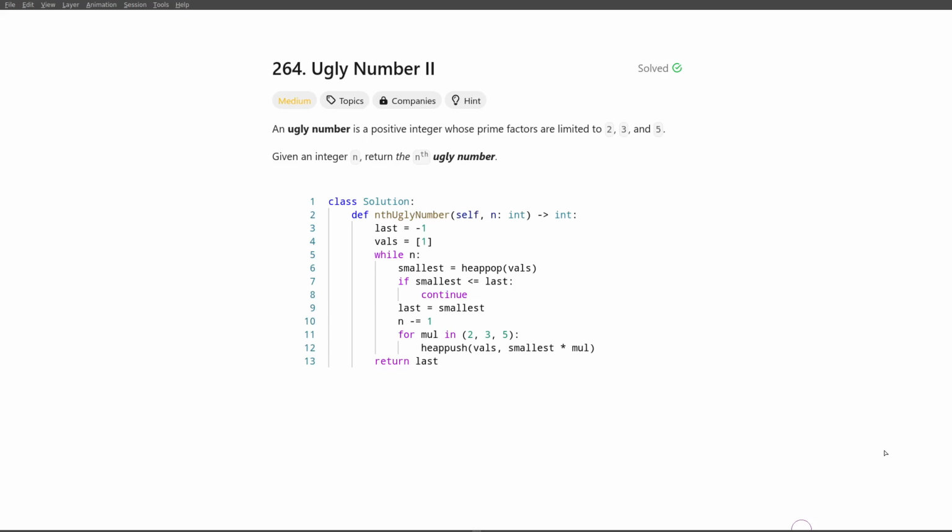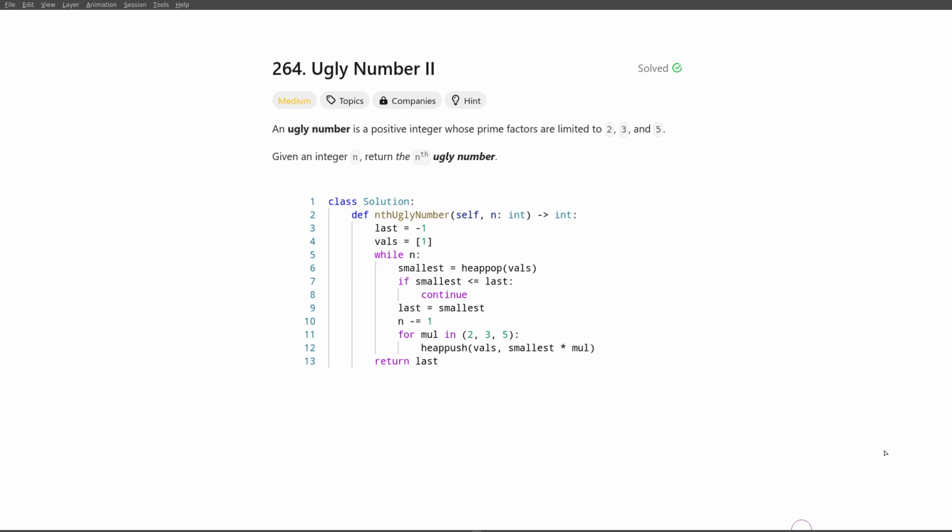Hello everyone, today we'll talk about the solution to the problem Ugly Number II. We want to return the nth positive integer who has in its prime factorization only the numbers 2, 3 or 5, any number of times.